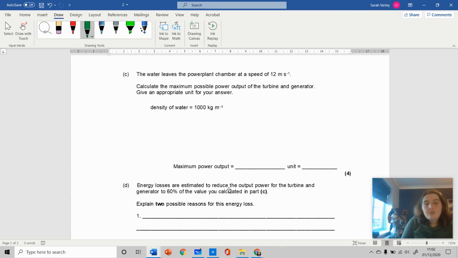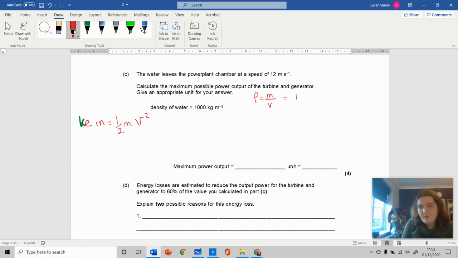Okay, so what we have here is the power chamber at a speed of 12 meters per second. So the kinetic energy when it goes in is going to be a half mv squared. Okay, and they give me the density of water because they want me to find, of course, the mass. So, of course, it is density. If you ever see density, I tend to write immediately the density formula.